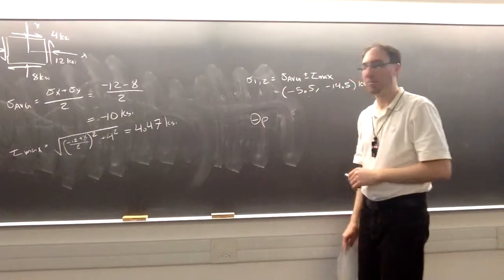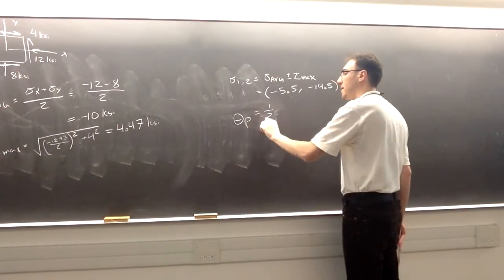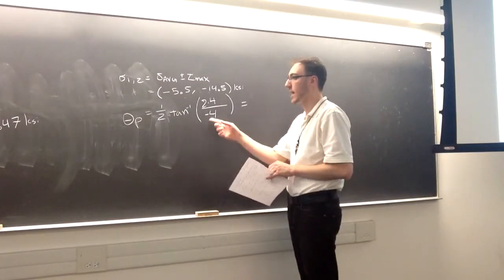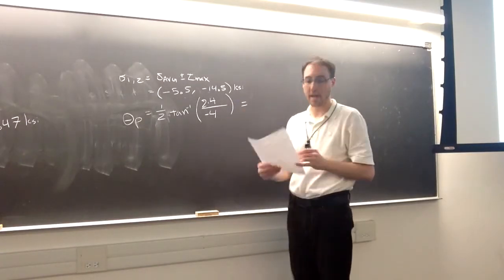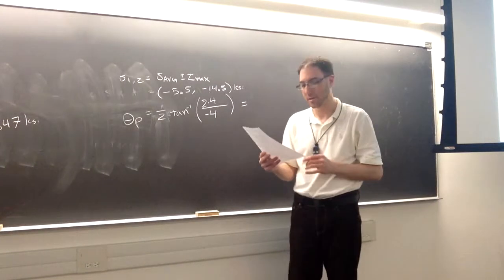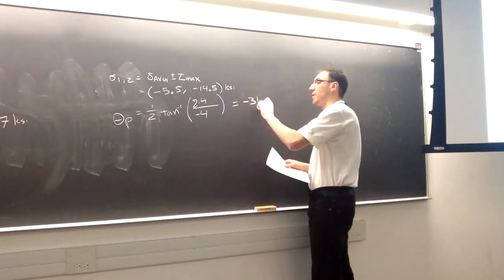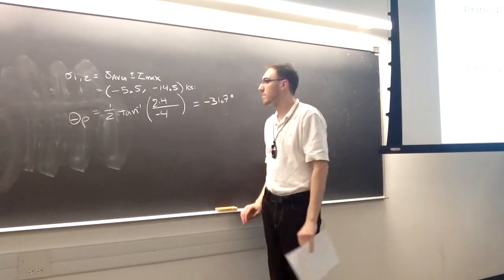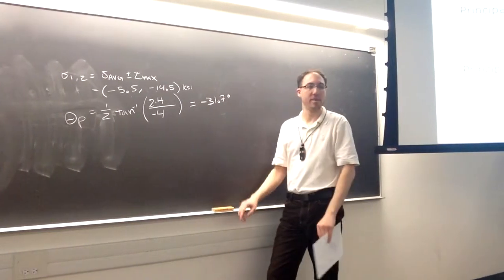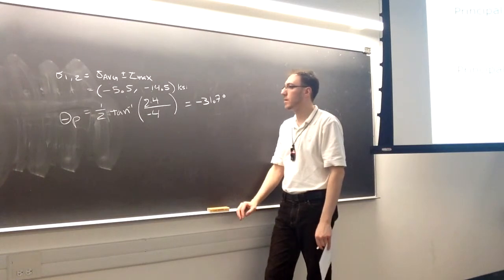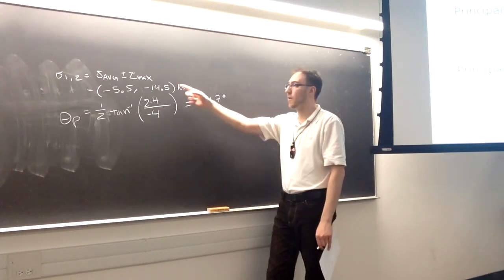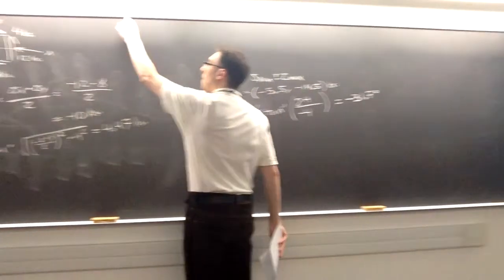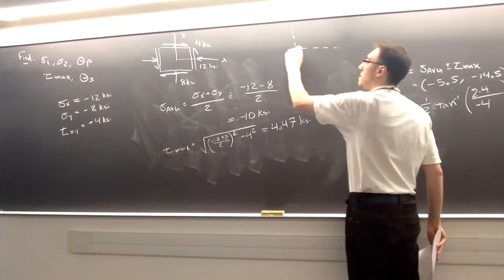And then my principal plane, I can find by using 1/2 times the arctangent. Negative 12 minus negative 8 is a negative 4. So we have 8 over negative 4, and the signs here are important. Our theta p is a negative 31.7 degrees, and that repeats every 90. We have our principal angle, we have our principal stresses. Now we can draw our stress state in the principal stress state.